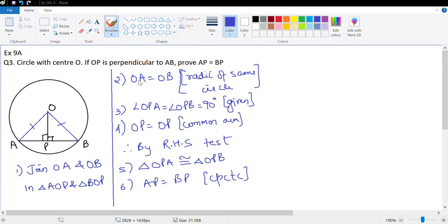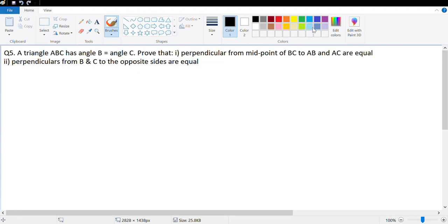The next homework question was question number 5. Question number 5 says a triangle ABC has angle B equal to angle C. No diagram given, so let's just draw this diagram. In triangle ABC, angle B and angle C are equal. Prove that perpendiculars from midpoint of BC to AB and AC are equal. So let this be the midpoint of BC. Let's name this point P.